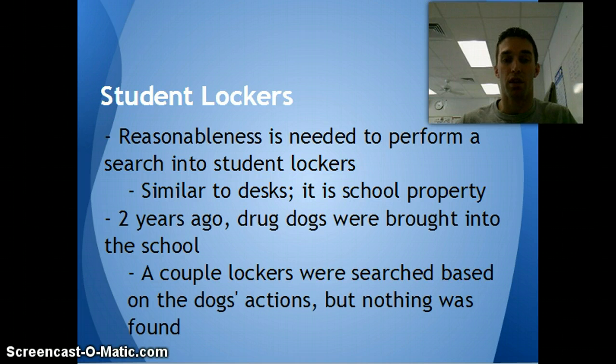A couple years ago in our school, drug dogs were brought into the school because they had reasonable suspicion that there were drugs in our school, and they wanted to make sure that they found them if there were. A couple lockers were searched based on those dogs' actions, but they didn't find any in the lockers. There had been instances where it was heard that students had drugs, but they didn't find them in the lockers at that time.